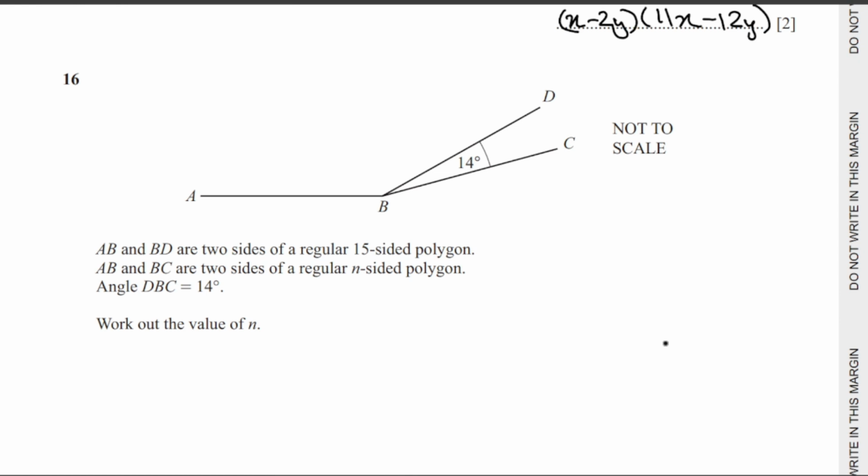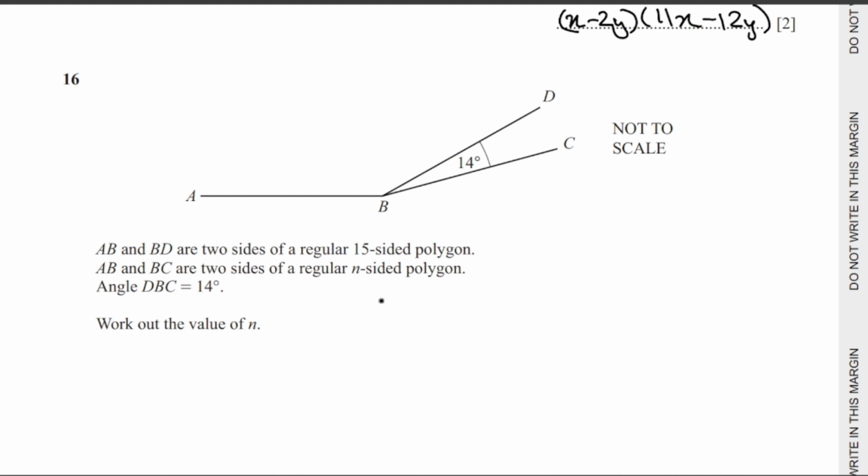AB and BC are two sides of a regular n-sided polygon. Oh my god, polygons, amazing. Wow. Angle DBC equals 14. Work out the value of n.